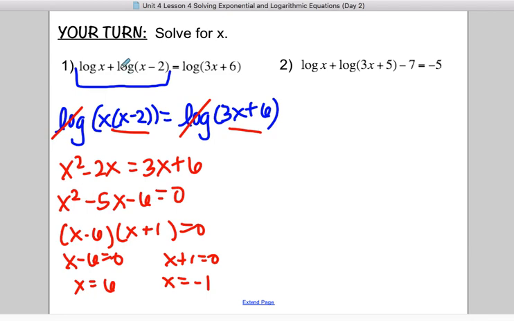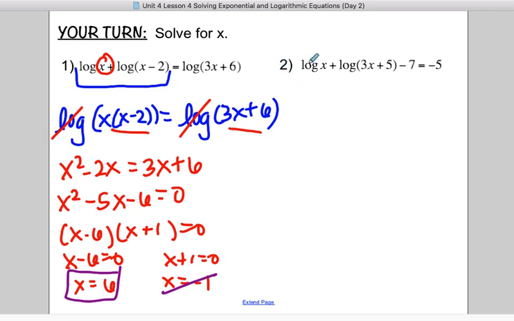Then we always check with our logs. This is a log of just x, so right away I know my negative is out. If I plug in my 6, 6 minus 2 is 4, so it's positive. So that's good there. And then this would be positive. So x equals 6 would be a correct answer. Okay. All right.